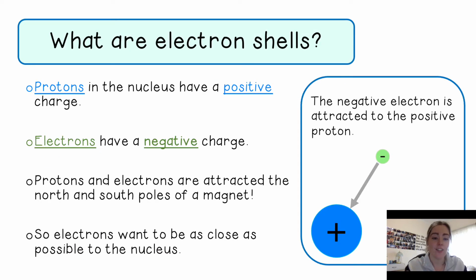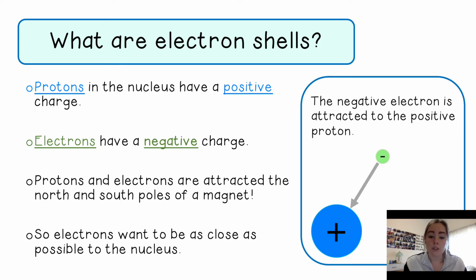So again, this should be revision. Basically just protons are positively charged and electrons are negatively charged. So what that means is that they're going to attract each other. They're going to want to come together, like the north and south poles of a magnet do, right? It's hard to pull two magnets apart.